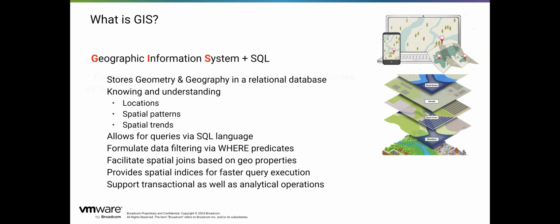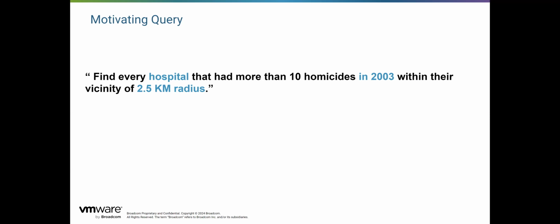Right. Next. So let's take a simple example, right? This is the open source New York crime data set. One of the frequent queries in that is, I want to find out every hospital that had more than 10 homicide victims brought in 2003 who lived within a 2.5 kilometer radius of the hospital, right? That's a simple query that we wanted to answer.